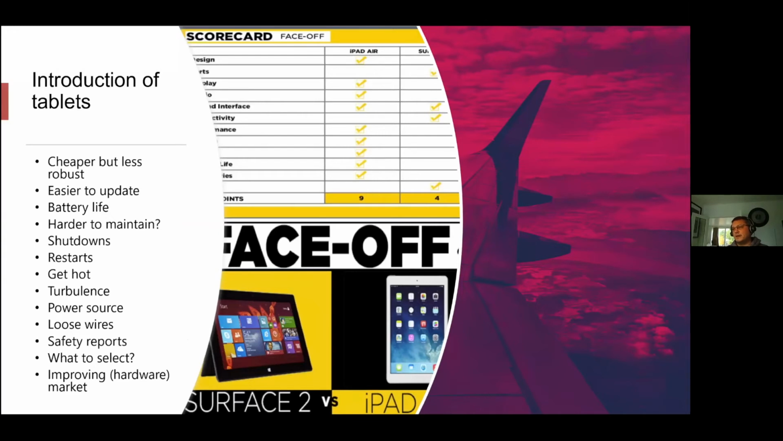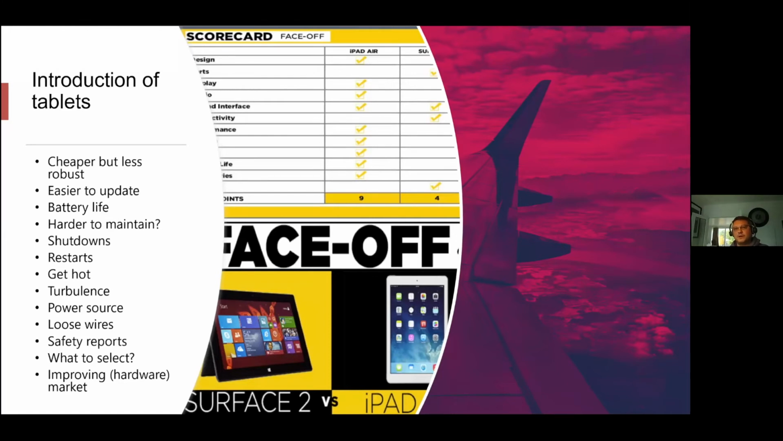Tablets, around about 2010, pretty much hit the market in a big way. And then we had the usual face-off between Microsoft and Apple about the best one to use and the various scorecards that you can see on the images here. A lot of these points here on the left-hand side, you might agree with, you might not, but they all have to be considered. In 2011, when I was at Thomas Cook, we originally gave iPads to our pilots.